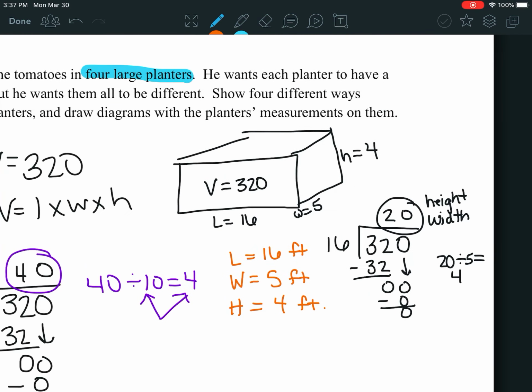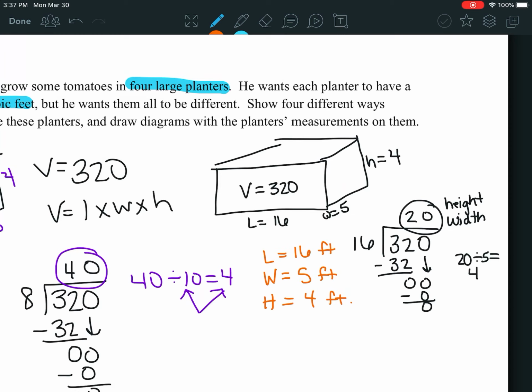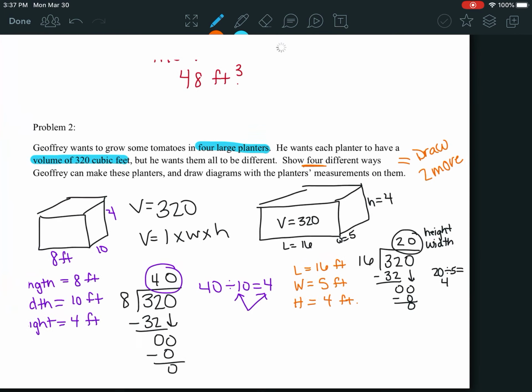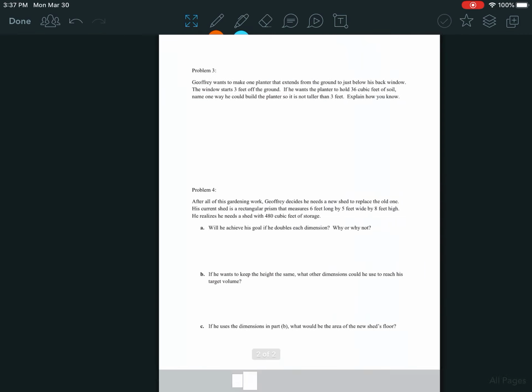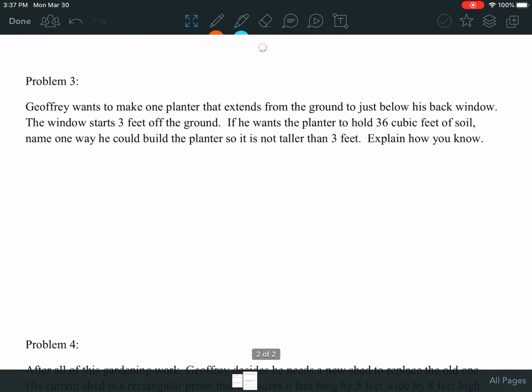So now your challenge is to try to draw, because I showed you 2, so you need to try to draw 2 more with different measurements. So there's how I did those. We're going to flip and we're going to do one more problem.